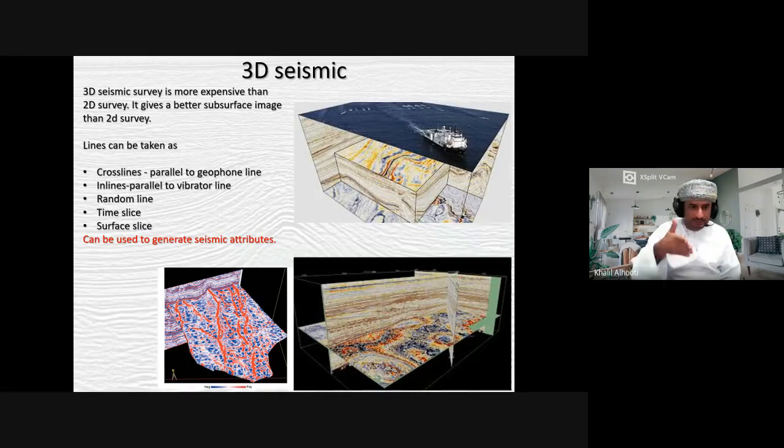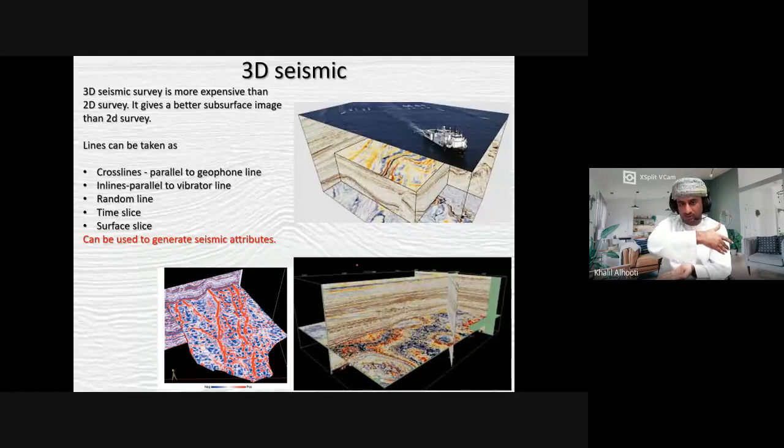The inline is along where the vibrators are moving. The cross line is the cable line, the geophone cable line. The vibrator moves in the inline direction. They make a shot and move, keep moving, whereas the geophone cables are in the cross line. Cross line, that's the cross line. This is the inline where the vibrators move.